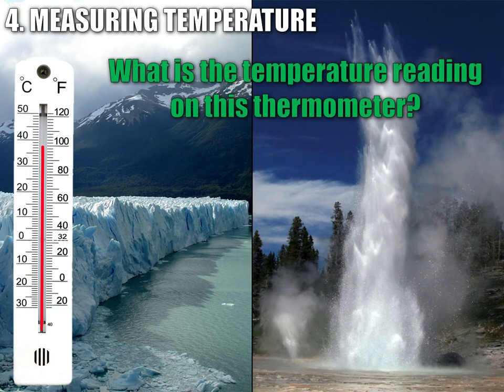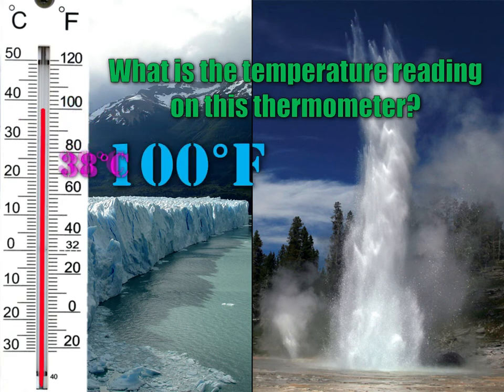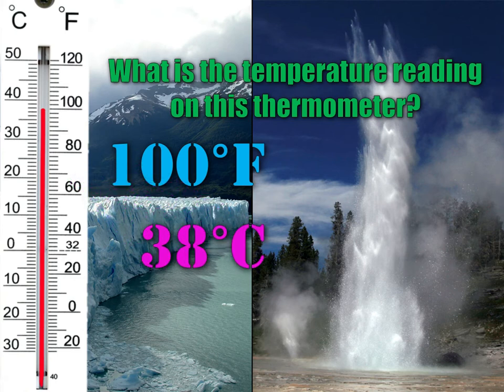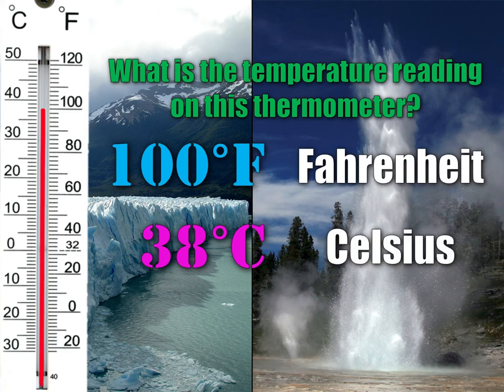One of the confusing things about temperature is the fact that there are different scales of temperature. So as you can see on this thermometer, if I was asking you what is the reading of this thermometer, you wouldn't know whether to say 100 degrees F or 38 degrees C. Well, the difference here is those are two different scales. We have Fahrenheit for degrees F and Celsius for degrees C.